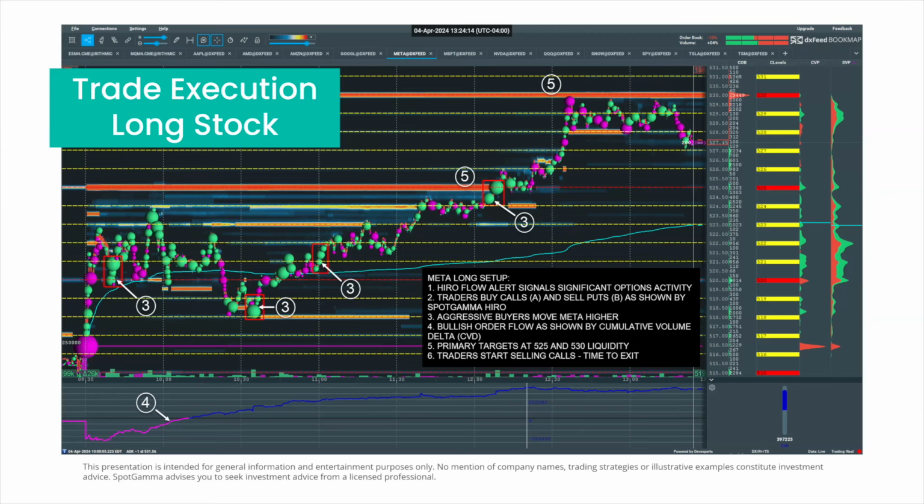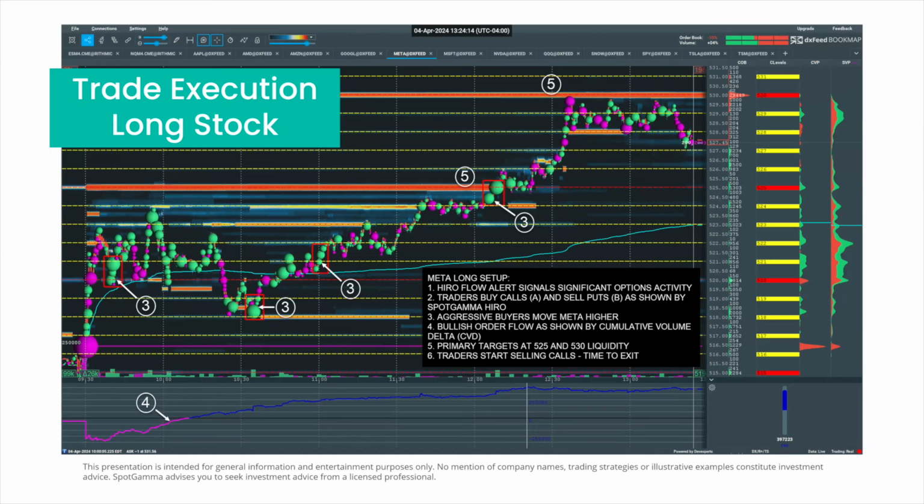Orders above current price are limit sell orders. These orders can act as a magnet for price. The reversal higher at 10:35 a.m. Eastern Time is shown with the second label 3 on the chart. After the reversal higher, Meta made a series of higher lows and highs. Traders continue to buy calls and sell puts.